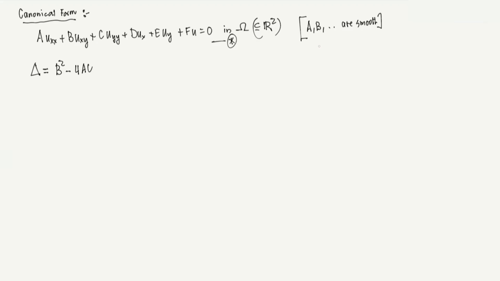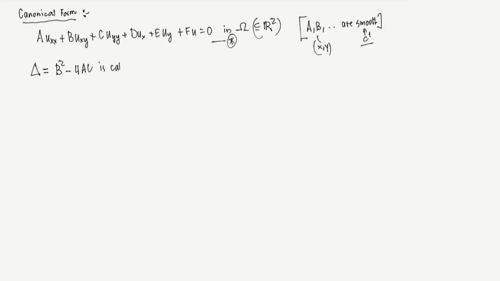A, B, C, D, E, F are all functions of x and y. When I say they are at least C1, it means that all the partial derivatives exist. So a_x exists, a_y exists, b_x exists, b_y exists, and they are going to be continuous. We are going to assume all that. Now, essentially this is your discriminant.